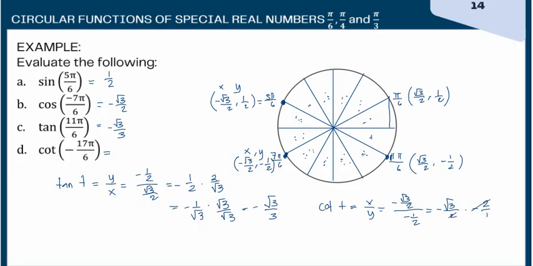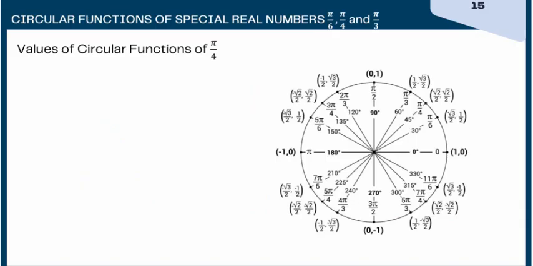This would be cancelled out, and this is going to be just square root of 3. So the value of our cotangent negative 17 pi over 6 is just square root of 3. Okay? So that's how easy it is to find the value, as long as you have our reference, the unit circle.